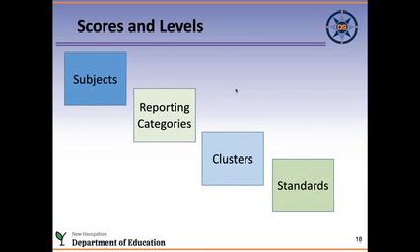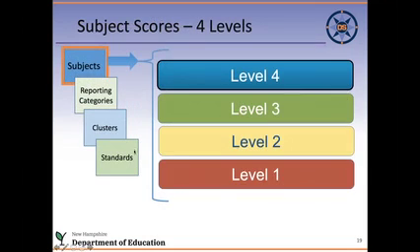So the scores and the levels are the same. They come out like this: subjects, reporting category, clusters, and standards. The subject scores are the same as they have always been, back as far as I can remember, back to GLEs, and before that, it's level 1s, 2s, 3s, and 4s, where level 4s are above standard, above proficiency, whatever we want to call it, but it's above. And the level 1 is the lowest, so it's below. And there are 4 categories: 1, 2, 3, and 4.